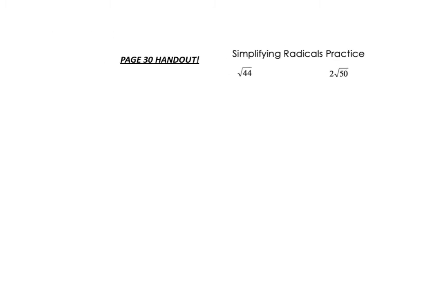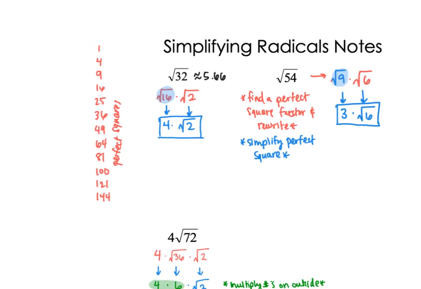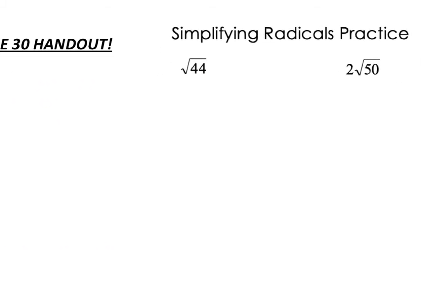Okay, these are two problems on the practice. I just want to make sure we know how to do these as well on the page 30 handout. So we have square root of 44. Again, looking at my list of perfect squares over here, 1, 4, 9, 16. A perfect square that goes into 44 is going to be 4. So I could rewrite square root of 44 as the square root of 4 times the square root of 11, since 4 times 11 is 44.